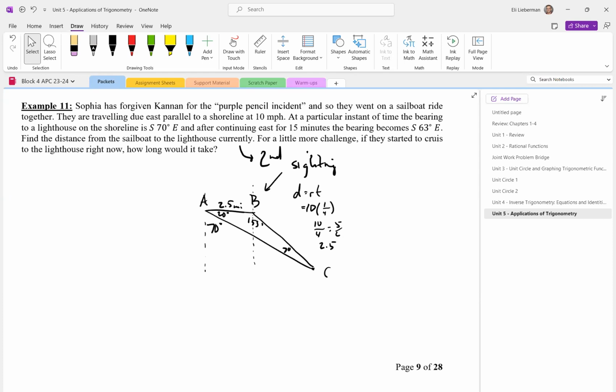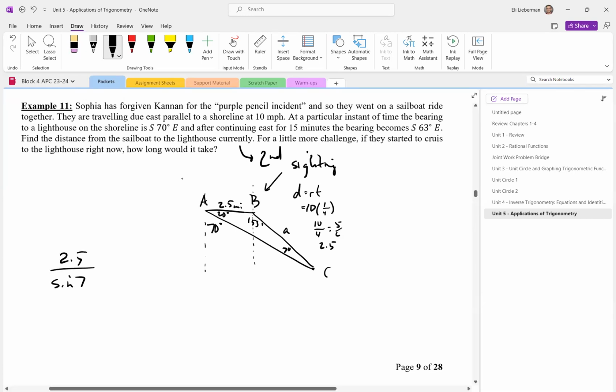Okay, Nathan, can you help us out with this, please? We're finding the rest of A. I'm just going to find the distance from the sailboat to the lighthouse currently, which means we're looking for this right here. I'll call it A. I did 2.5 over sine 7 equals A over sine 20 degrees. Did you get a value there?